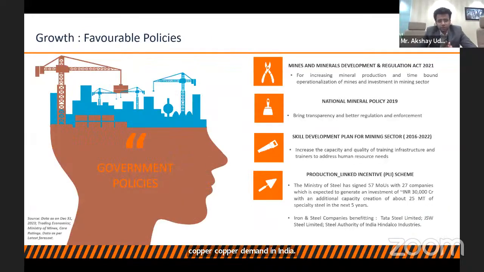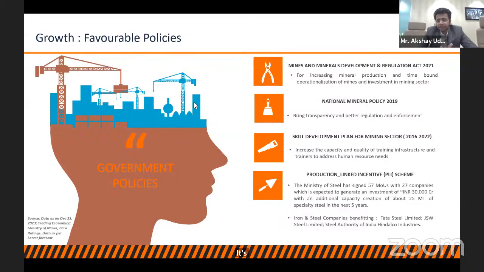The next slide shows how the government has been pretty active in introducing policies to boost the metal sector. The very first policy is the Mines and Minerals Development and Regulation Act, introduced in 2021. The key goal is to increase mineral production, and it focuses on increasing operational efficiencies in the mines and increasing investment in the mining sector. Then we have the National Mineral Policy, introduced in 2019, which aims to bring better regulation and enforcement. Since this sector is very different from other sectors, more regulation is required.